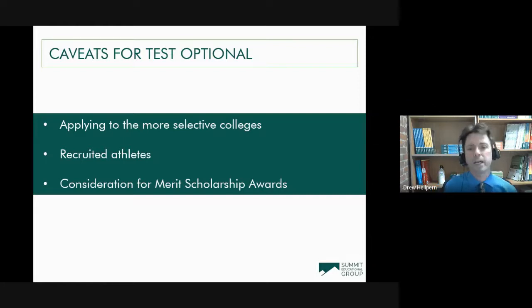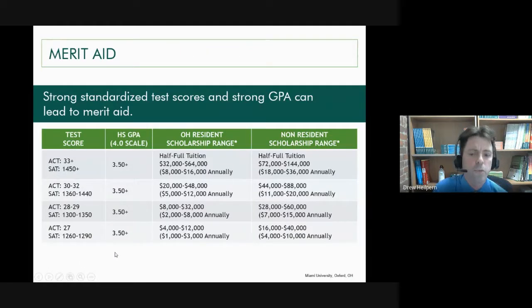And then the third caveat for the test optional movement is around this idea of merit aid scholarships. So what merit aid is, it's generally non-need-based financial aid. For those schools that give merit aid, they're using it as a recruitment tool. They're trying to entice strong students to apply and ultimately enroll at their university.